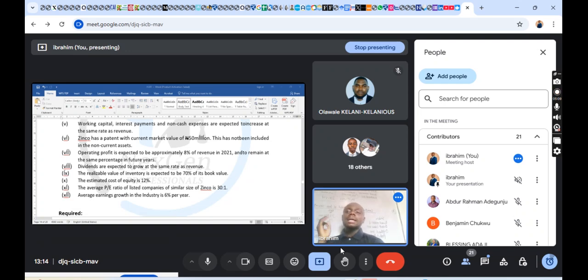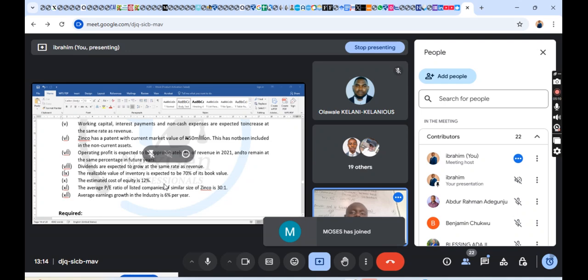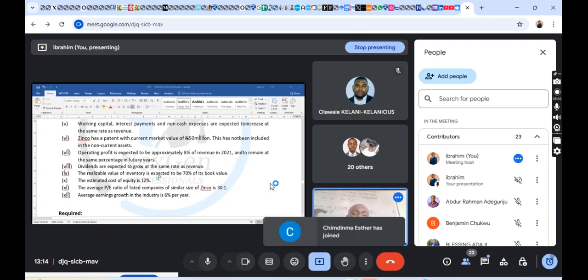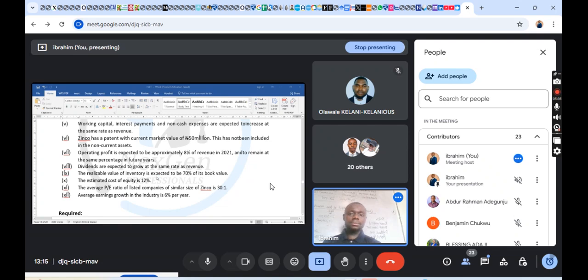The realizable value of inventory is expected to be 70% of its book value, which means that what they will realize in selling the inventory will be 70% of the book value. Class, what is the book value? The book value is the value given to you in the statement of financial position. So what they will realize in selling that particular inventory is 70% of the book value.